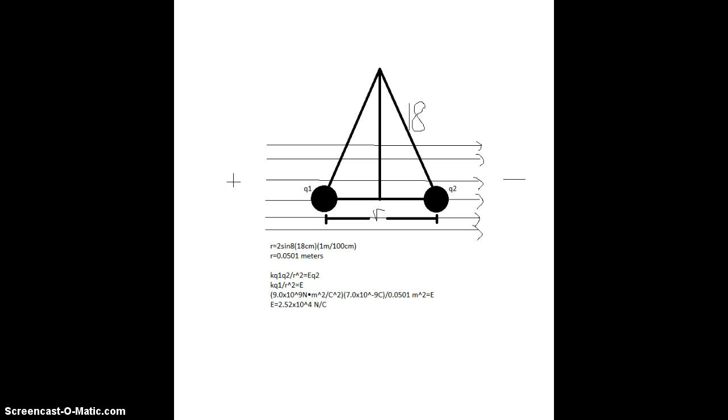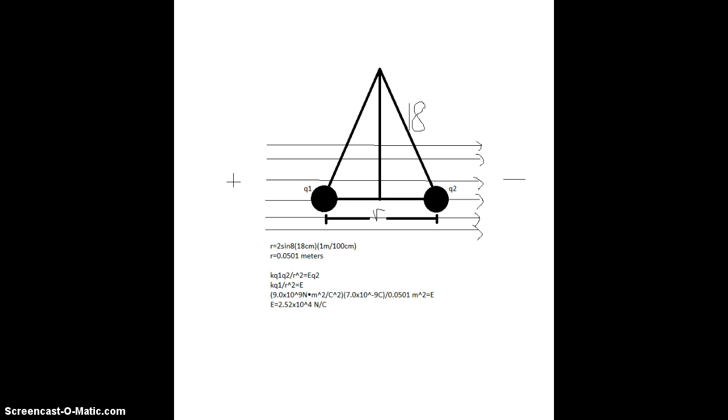Each sphere has a mass of 40 grams and each piece of thread has a length L equal to 18 centimeters. Each of the two spheres is given a net charge, and as a result, the two spheres repel one another until the angle between the vertical and either of the two charged objects is 8 degrees. The charge of Q1 is negative 7 nanocoulombs, and the charge of Q2 is positive 7 nanocoulombs. Determine the magnitude of the electric field that enables the spheres to stay in equilibrium.